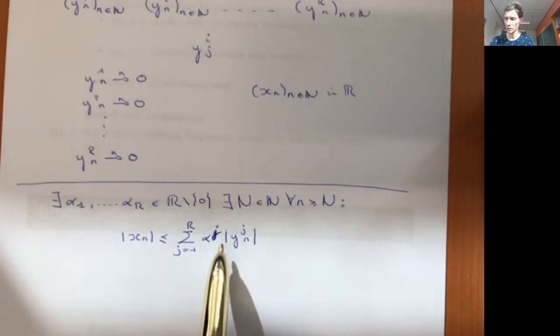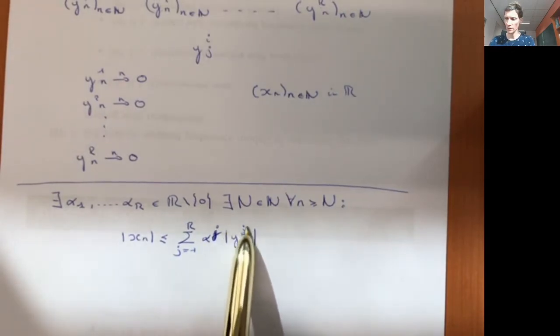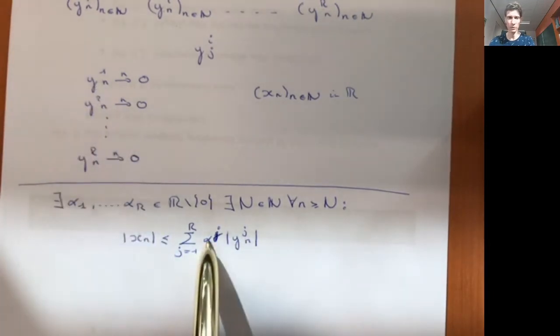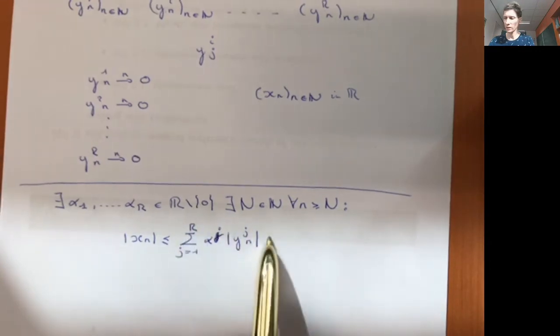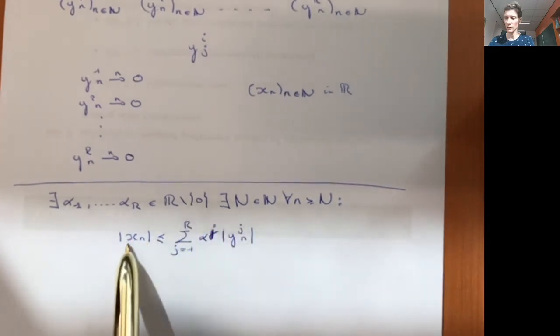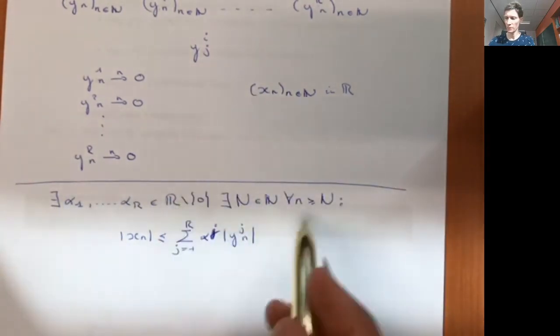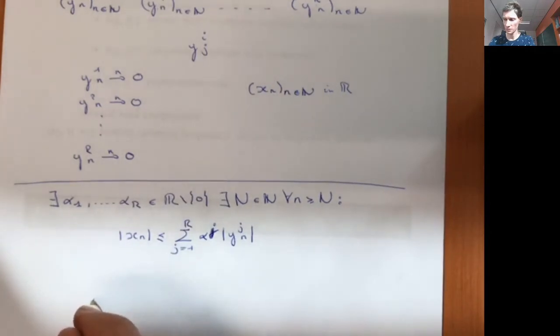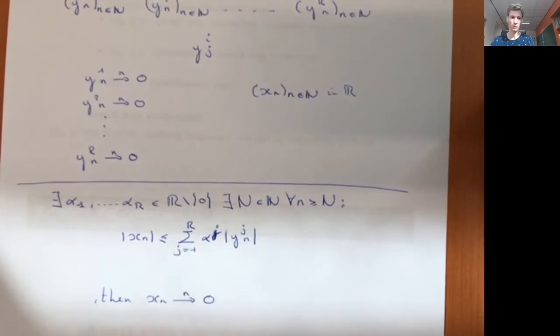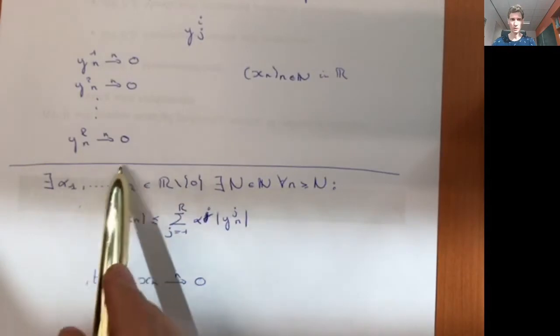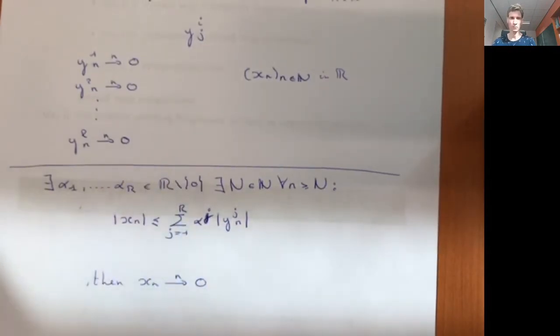So what do you do? You take the absolute value of yjn, which is the nth element in the sequence j, you multiply it by some number, and you add them all up, so you get another number. If this number is greater or equal to the nth element in the sequence x, what do we have? Well, if this condition is satisfied, you have that the sequence xn also converges to 0. So this is the statement of the lemma. If this property is satisfied, then xn converges to 0.